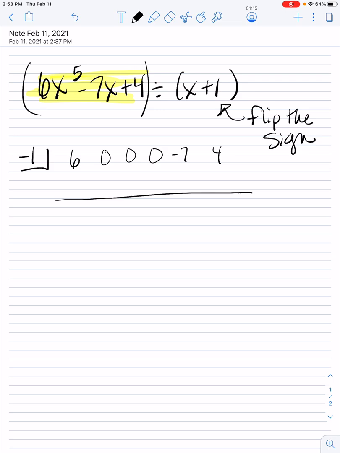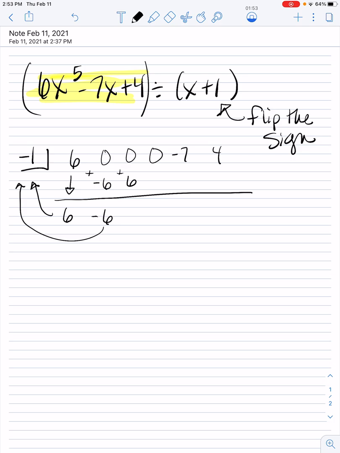From there, we draw our line. Remember, we drop the first number that is given, and then we multiply. So 6 times -1 is -6. Remember that with this, we are going to add down. So when we add down, 0 plus -6 gives us a -6. And then we're back at the same spot here. We multiply -6 times -1, which gives us a +6.